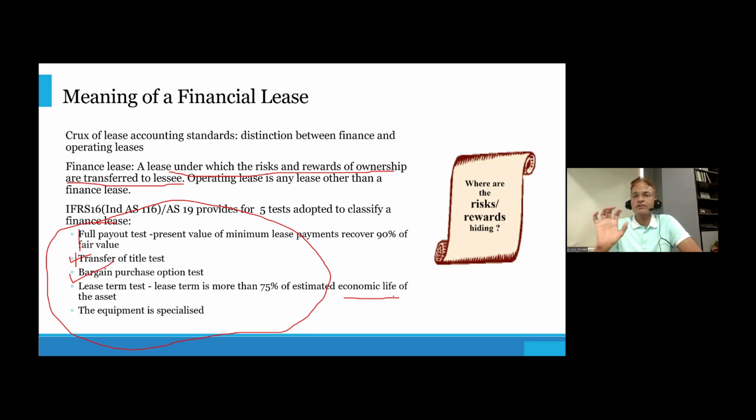Here we are talking about 75% of the estimated economic life. Usually speaking, this test is rarely used in practice because the economic life of most assets can be much longer than useful lives, and therefore the lease tenure being longer than three-fourths of the economic life is rarely seen. Therefore, this test is mostly not relevant in practice.